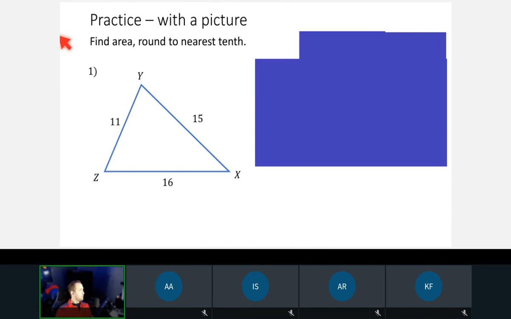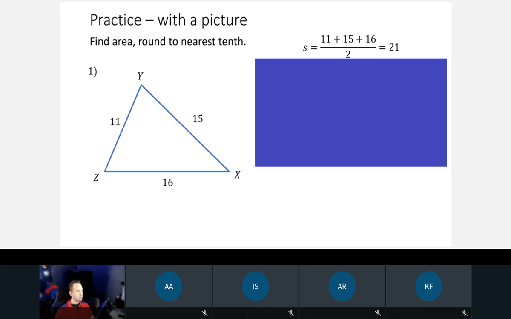All right, let's do the first one together. We first need to find what s is. Remember, it's the perimeter divided by 2. So we just add up all three sides, divide by 2, and what do we get? 21. Yep, 21 sounds good.